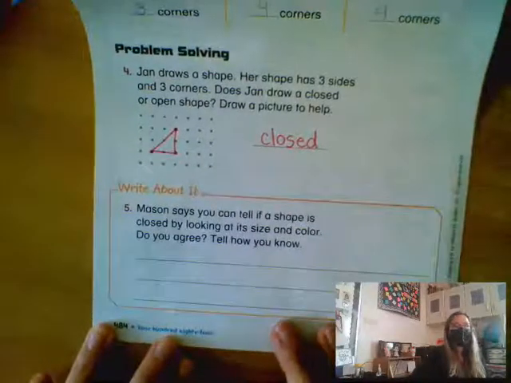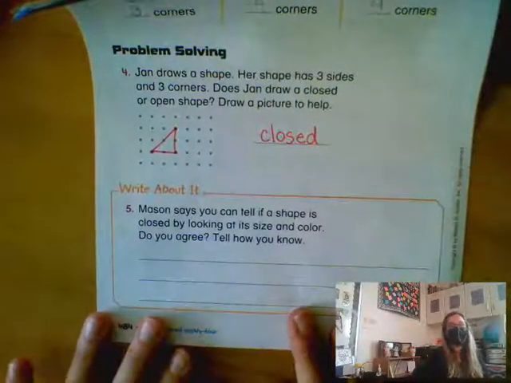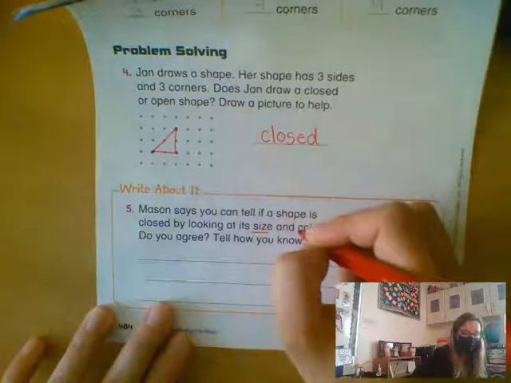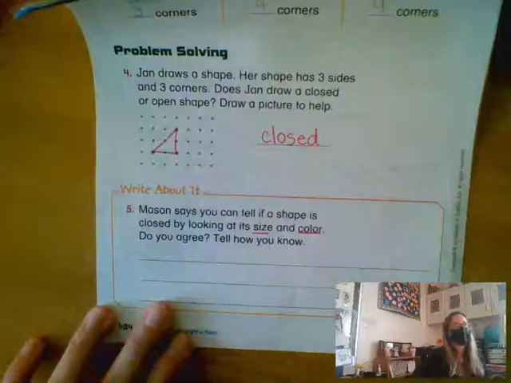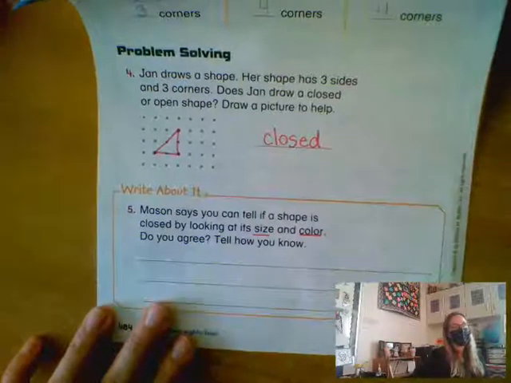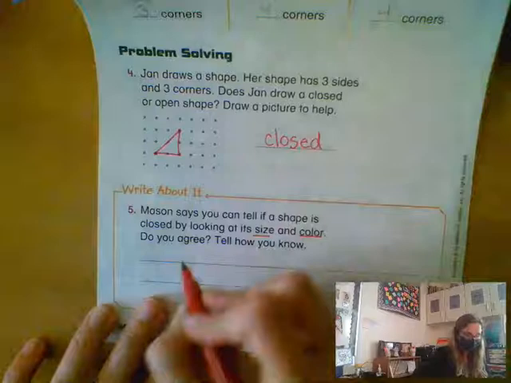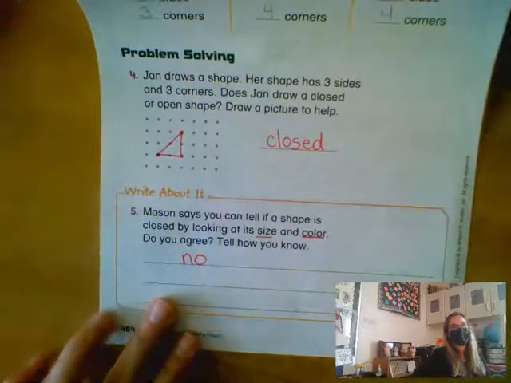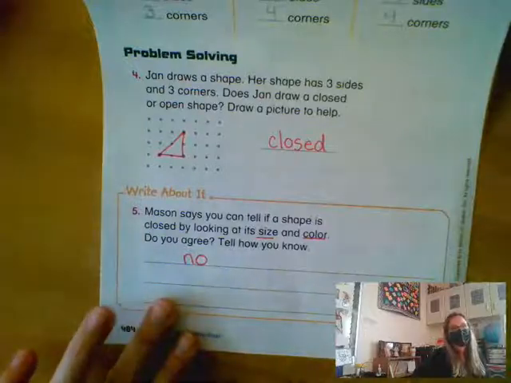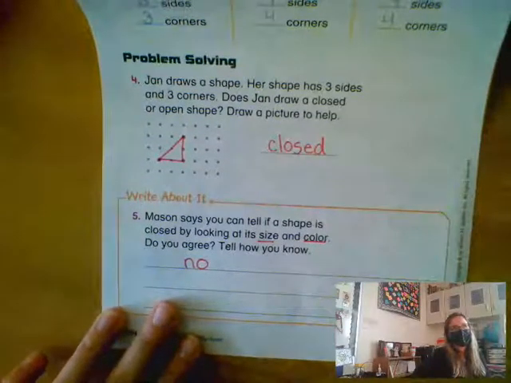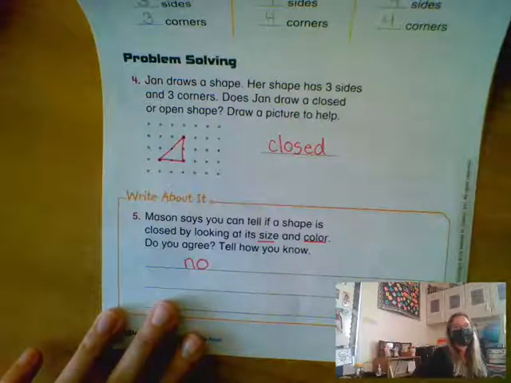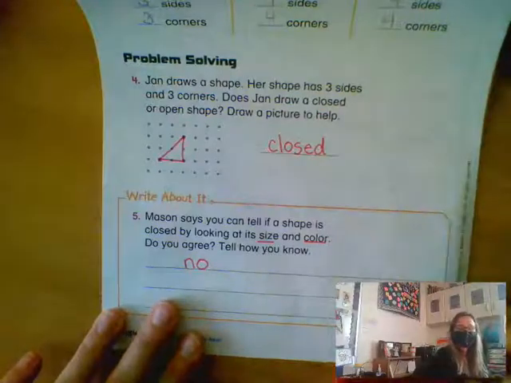All right, Mason says you can tell if a shape is closed by looking at its size and color. Do you agree? No. Why not? You're right, but why don't you agree? I don't agree either, Austin. Why not? Well, because it's all about does it have an open or closed? It's about the lines, right? It's not about the size or color. Good job.